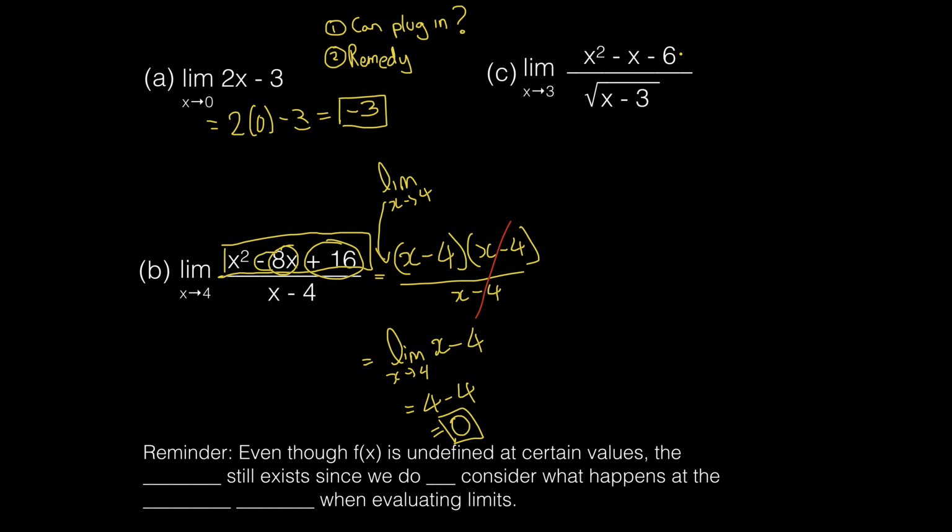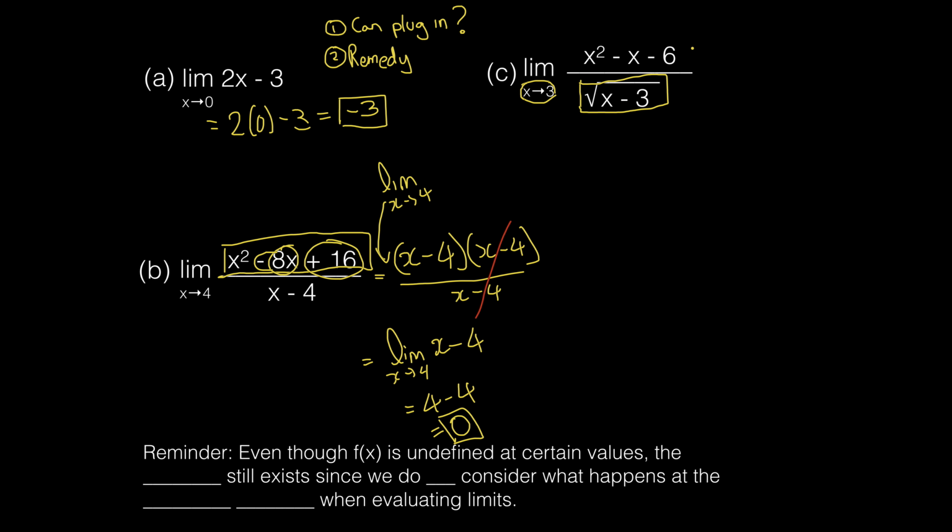Now let's try one last example. As you can see here, I have a radical in my denominator, and that's kind of bothering me. But the thing that's really bothering me is that I can't substitute in 3 here because that would equal 0, and the square root of 0 is 0, and you can't divide by 0. So what should we start with?